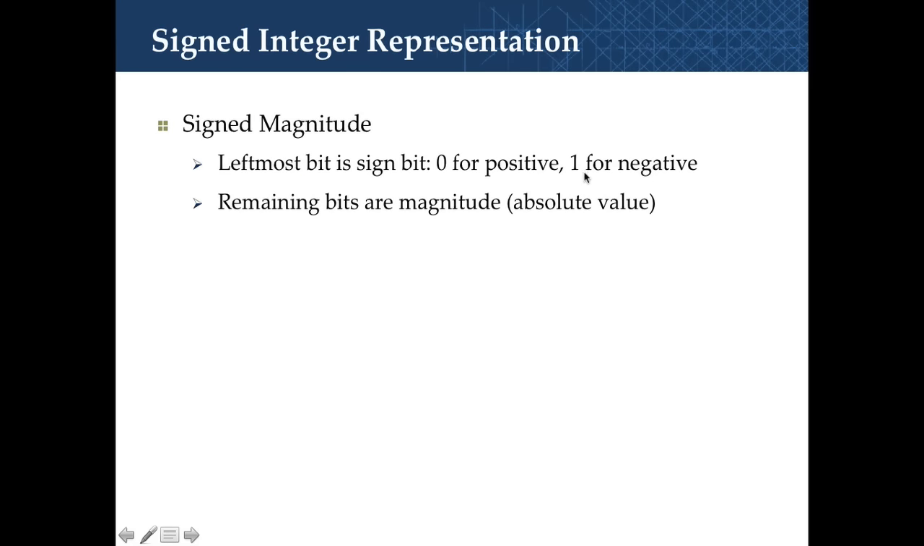In the sign magnitude method, the left bit is the sign bit. And in all these methods, if the left bit is 1, if the most significant bit is 1, the number is negative. In the sign magnitude method, the remaining bits are just the magnitude. So if I have a positive 12 and I want to make it negative, I just turn the sign bit on and make it a 1.